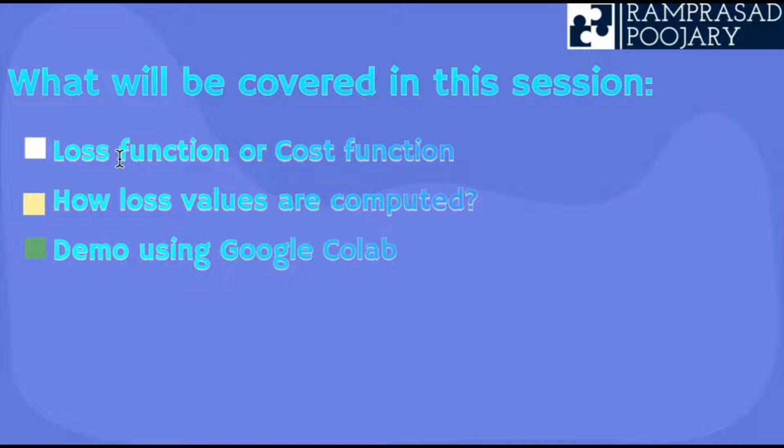In this session, we're going to focus more on the loss function or the cost function. We're going to talk about the logistic loss function, also called binary cross entropy, which is used in the case of logistic regression, specifically when it is used as a binary classifier. We will also see how these loss values are computed using that loss function. Then there will be a demonstration where I'll be using Google Colab, and we will create a loss function using NumPy library functions. So, this is what we are going to discuss in this particular session.